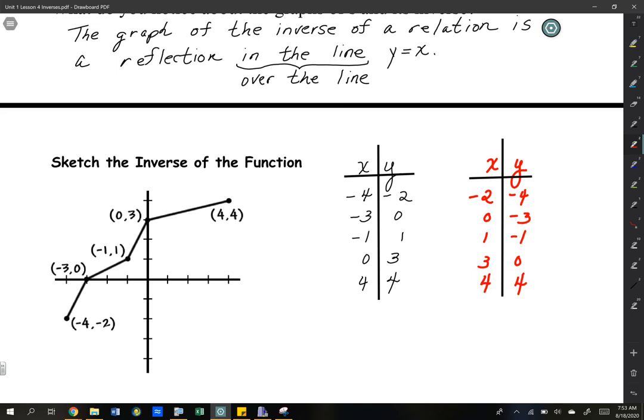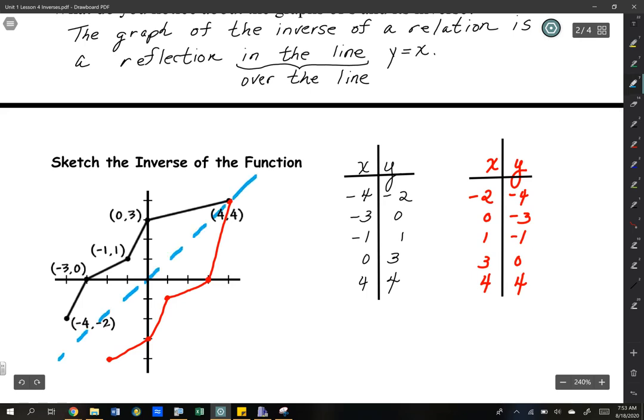And now I'll graph those points. If I did this correctly, my inverse will reflect perfectly over the line y equals x. And it looks like I did because there's a nice reflection over that line.